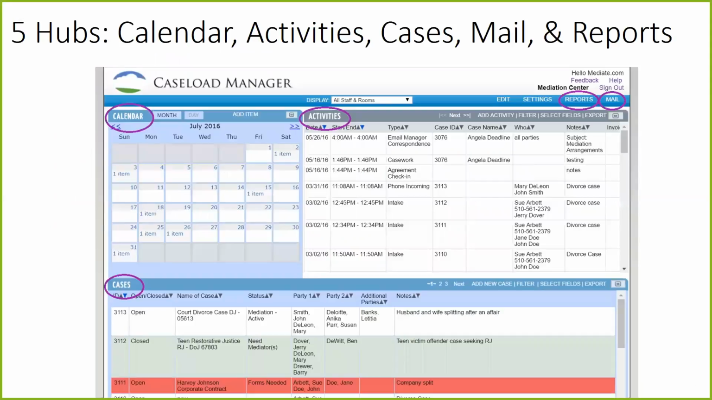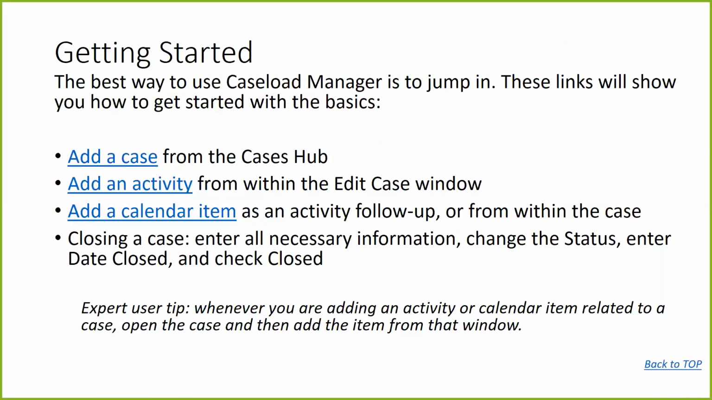All right, so as soon as you log in, you'll see the Caseload Manager home screen, which has 5 main hubs. These hubs are Calendar, upper left, Activities, upper right, Cases. Now, cases is where you're going to be spending the majority of your time. So that's really what we're going to be looking at today. But just to orient you to all the different hubs, in the upper right here, we also have mail and reports. Okay, so you guys see those 5 hubs: calendar, activities, cases, mail, and reports.